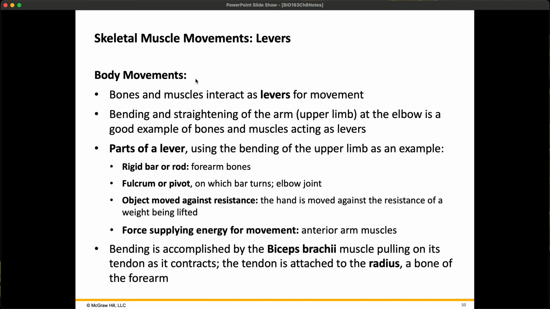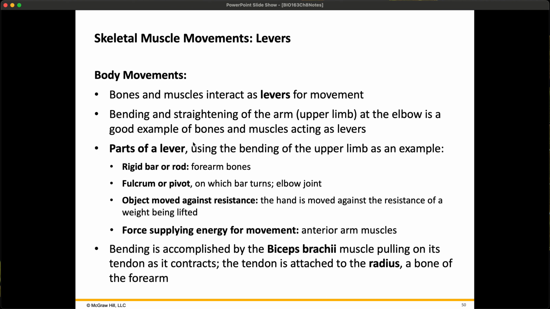So for body movements, we've said that the function of skeletal muscle is movement and maintenance of posture. The bones act as levers for movement. If we didn't have bones, you would just be like a jellyfish, flopping all over the place. By having both muscle and bone, we can move in a direction, push forward, and create force. Bending and straightening the upper limb is an example of that flexion.